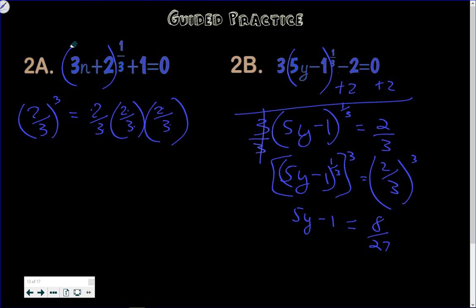Are we clear? Okay. So now I'm going to add 1 to both sides. What is 8 over 27 plus 1? 1 and 8 over 27. Very good. You'd be amazed at how many people miss that.